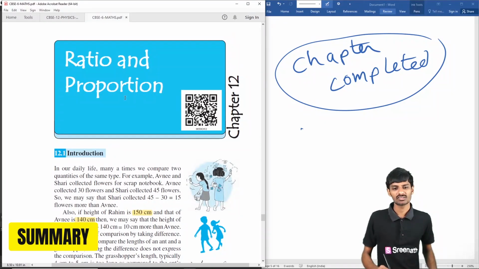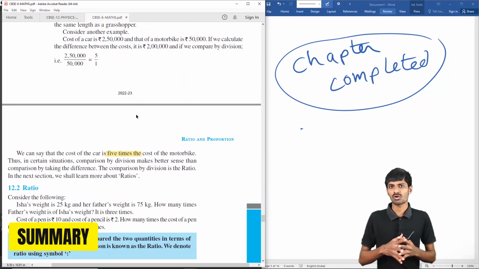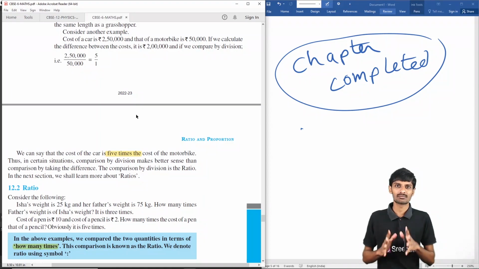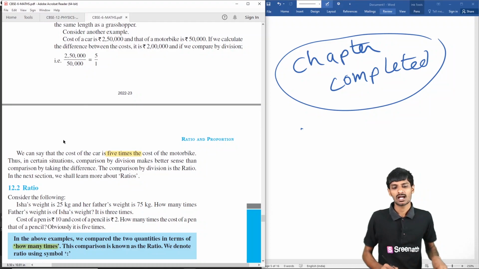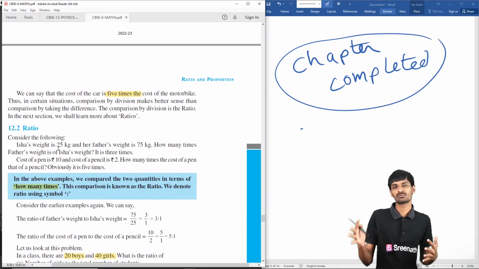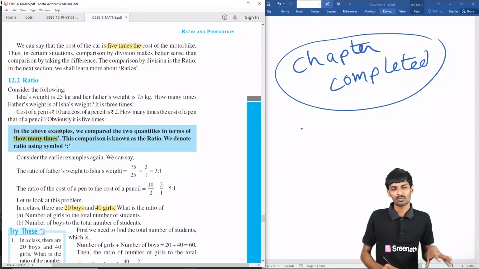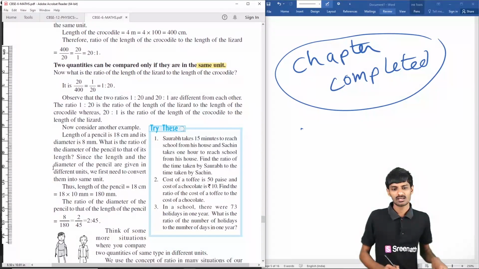Now we'll see the summary of this chapter, ratio and proportions. We have to compare quantities of the same type. By just subtracting them, we can't get much clarity. We can divide them, and by that you get a good comparison. The main thing is how many times one is bigger or smaller than the other. This we get by dividing, and this is called the ratio. The main thing while dividing is that both quantities must have the same unit.